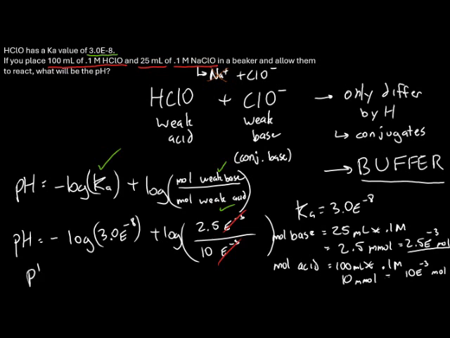We'll end up with a pH of 6.92. So for this particular buffer solution, we'll have a pH of 6.92. And so now we know the pH of this buffer.